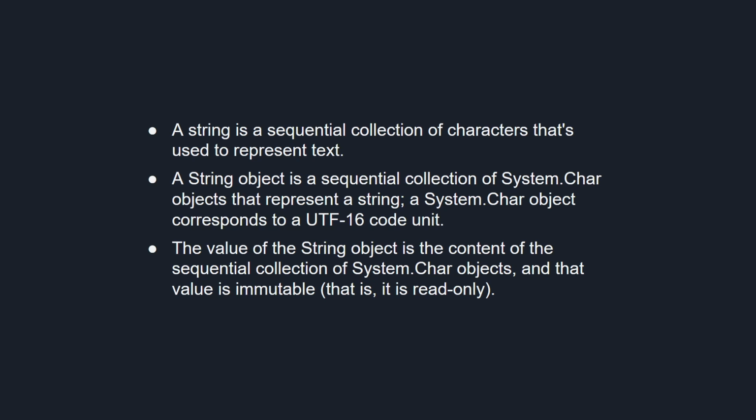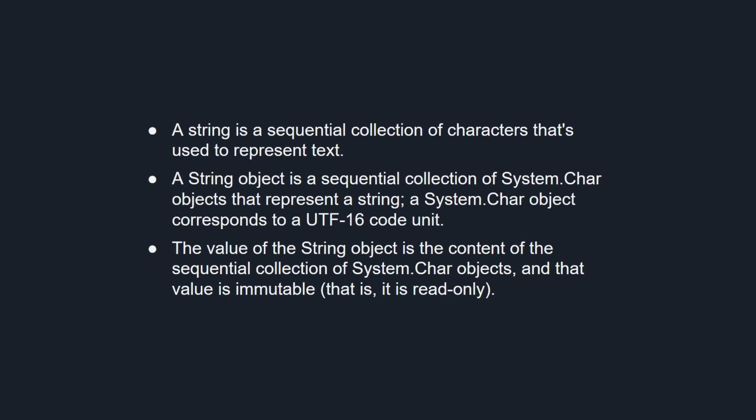This is the textbook definition, or the Microsoft .NET definition: a sequential collection specifically of System.Char objects that represent a string. So they're not really just old school 8-bit ASCII characters anymore. Now they're UTF-16 code integers, so we know there are certain legitimate values. They're a little bit fancier than that.